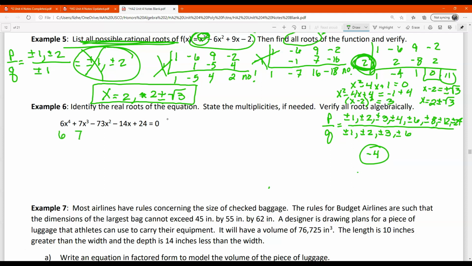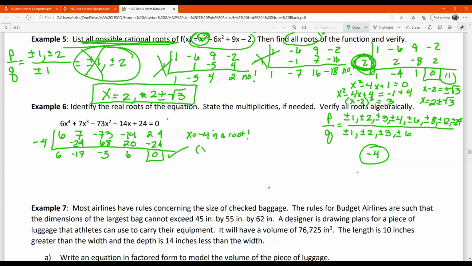We have 6, 7, -73, -14, 24. I'm going to put -4 in there. 6, -24. Add those, -17. Multiply and you get 68. Add those and you get -5. Multiply and you get 20. Add those, you get 6. Multiply and you get -24. There's 0. That tells me that x equals -4 is a root, and it also tells me that x plus 4 is a factor.